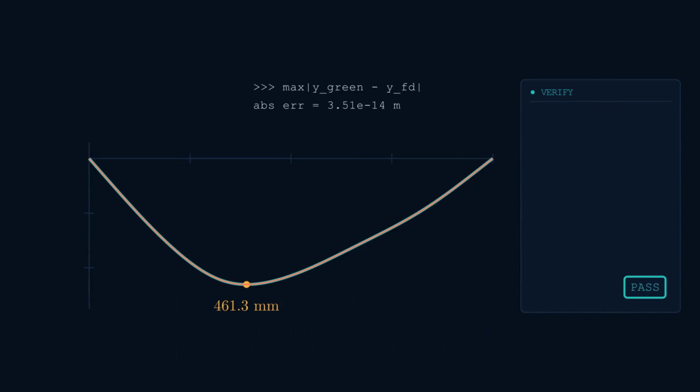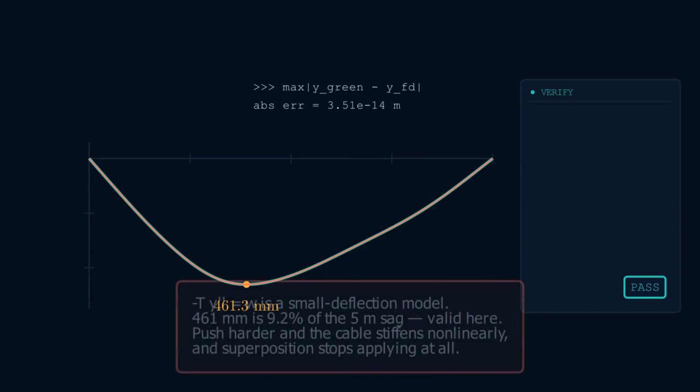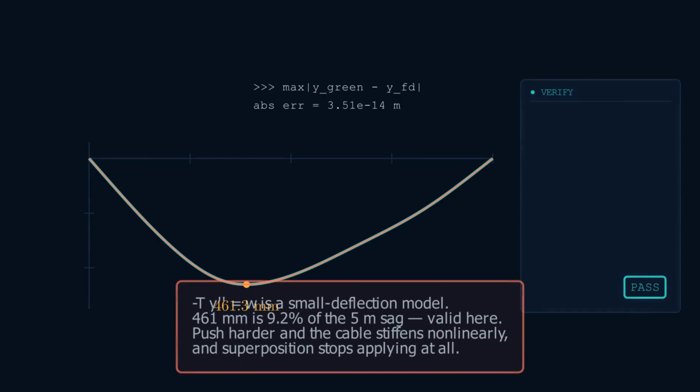One caveat on the model. -Ty double prime equals W assumes the cable's tension doesn't change much as it deflects. Our 460 millimeters is about 9% of the 5-meter sag, which is comfortably inside that. Push the load much higher and the real cable stiffens nonlinearly, and superposition, the entire foundation of this method, stops applying.